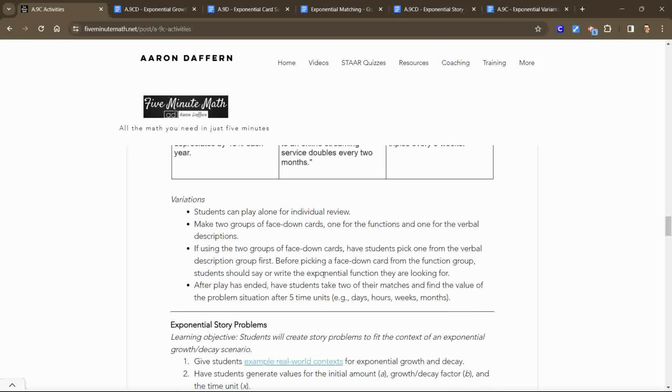You can, if you want to make it separate, instead of mixing all the cards together, have a pile of face down cards that are the functions, a pile of face down cards that are verbal descriptions, and they pull one from each pile, just so they don't pull two verbal descriptions on a turn. And if you want to use those two different groups, another variation here is have them first pick a verbal description. And then before they pick up a face down card from the function group, they need to say or write the exponential function they're looking for. That's an added twist. And then after the play is ended, have the students take their matches, find the value of the problem situation after 5 time units, and then you'd have to supply some type of initial amount.